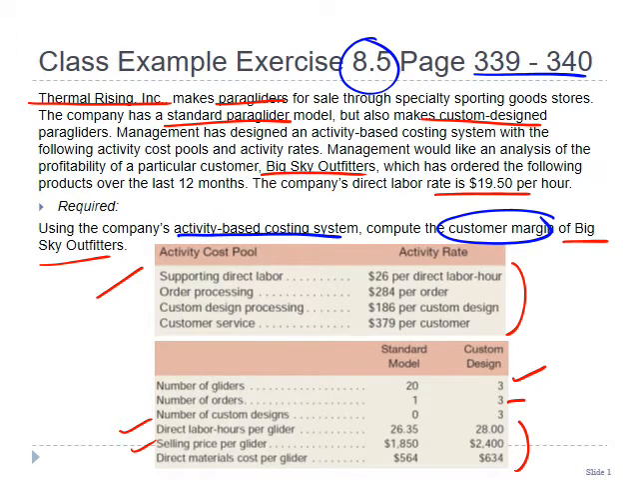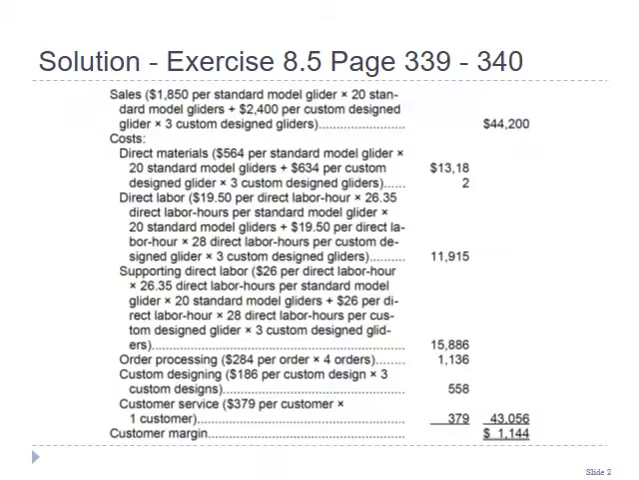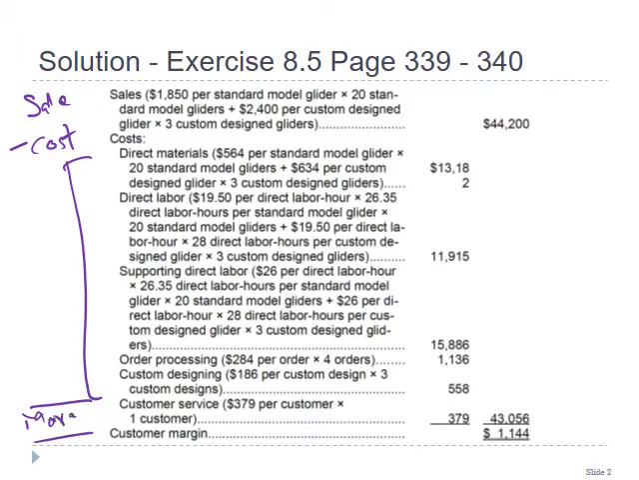I have pasted its solution on the next slide, and right now just try to solve it by yourself and then compare your answers on the next slides. Okay, so here is how we calculate the margin. The formula is sales minus cost, and all the cost is here, and at the end here there is margin. Okay, I'm just going to erase this and leave some space for calculation here.